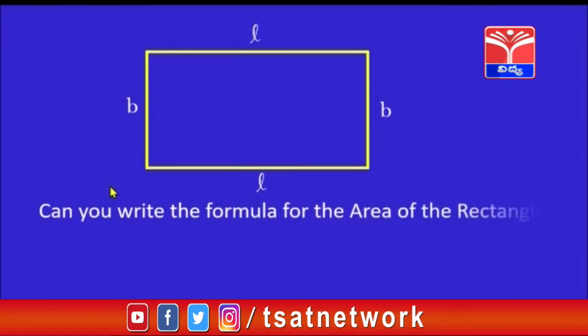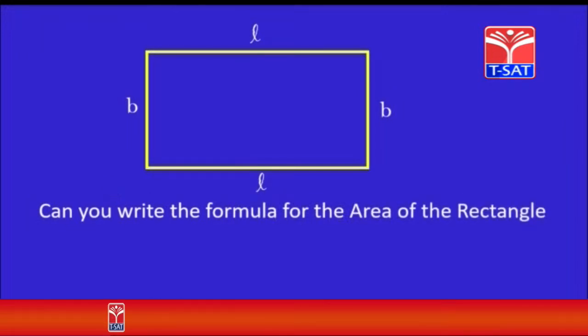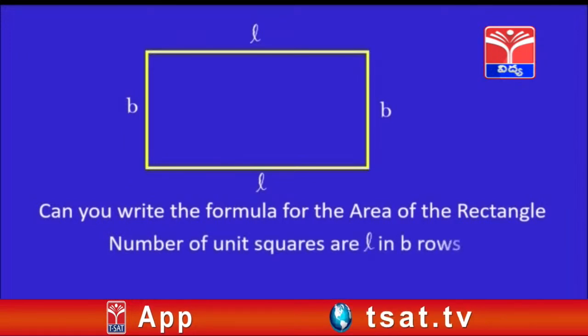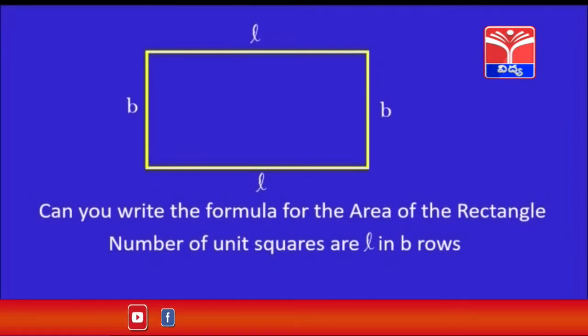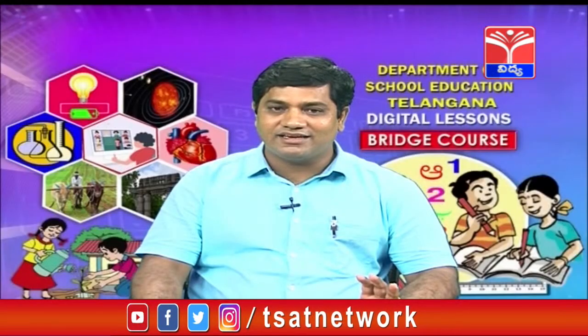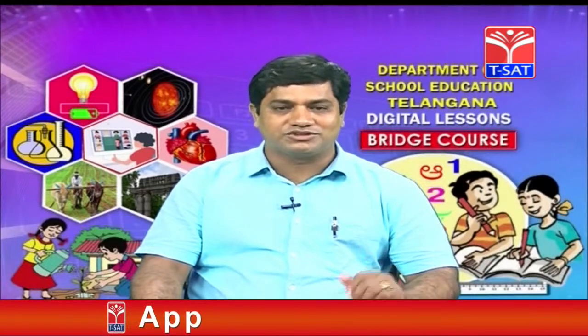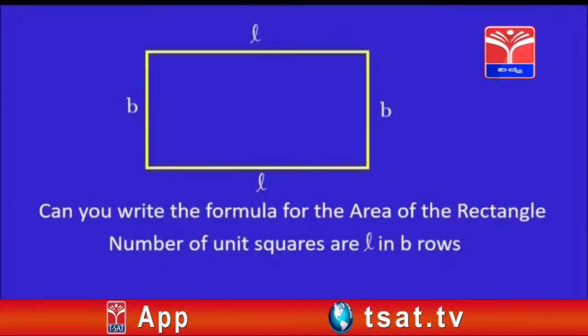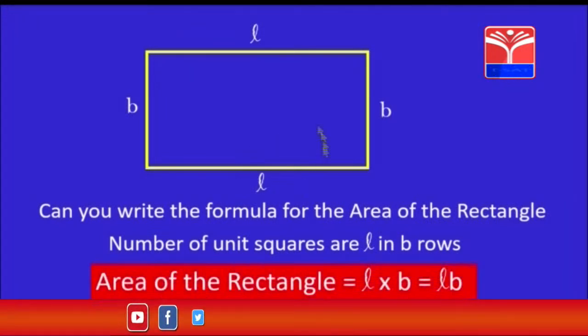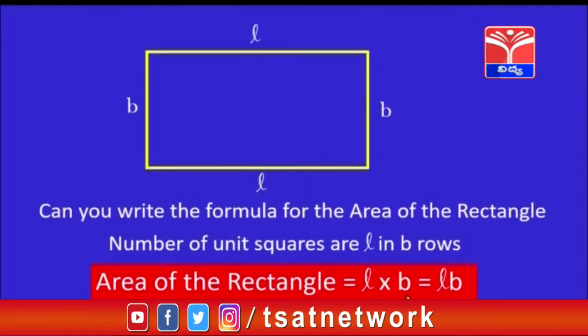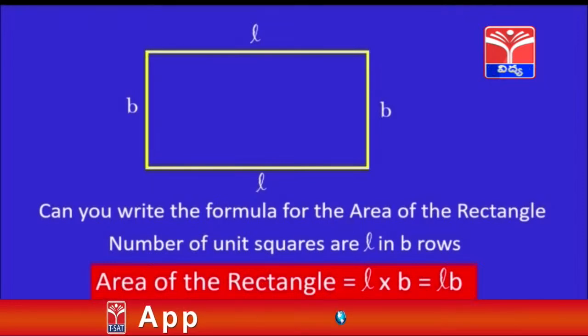Now the formula we need to write for this rectangle. So here number of unit squares are L in B rows. Unit squares are L in each row. Total rows are B. Then what is the area of this rectangle? Number of rows into number of columns. Number of rows here B, number of columns here L. L into B. So area of this rectangle is L into B. Length into breadth. For every rectangle, if you multiply length and breadth, we get the area of that rectangle.